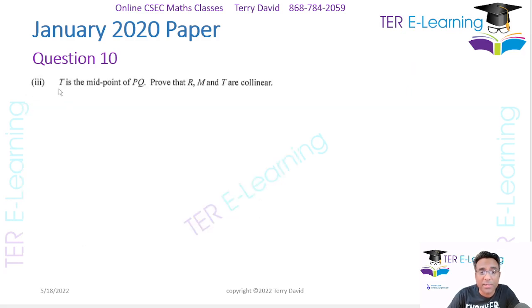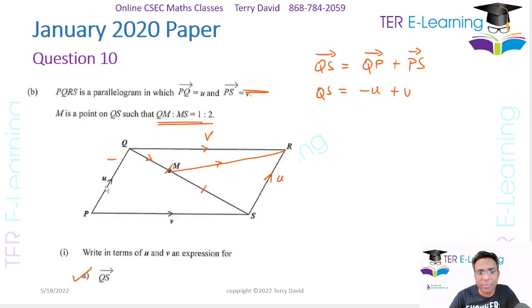Okay, so T is the midpoint of PQ, right? T is the midpoint of PQ. So where is that now? All right, so this is T here. What we're trying to prove is that T, M, and R are collinear, right?